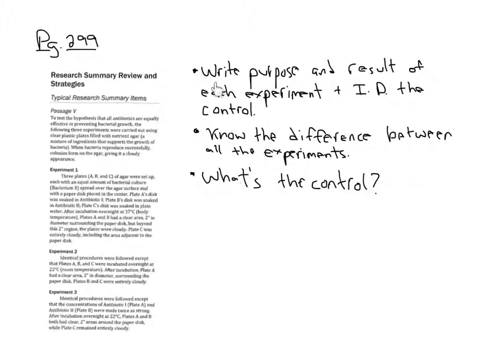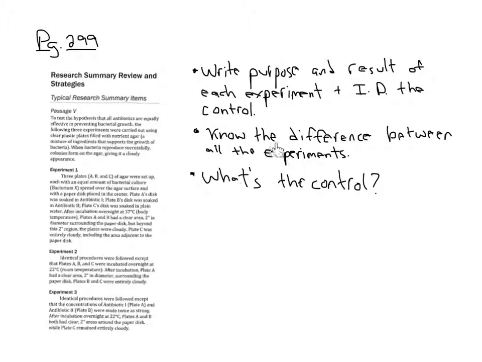The first thing is I do think you should read this before you start the questions. It's a little bit different than data representation because information can be harder to find here than it is on a graph. So first thing I would say is read the passage, and as you're reading it, write the purpose and result of each experiment and ID the control. And I'll show you what I mean by this.